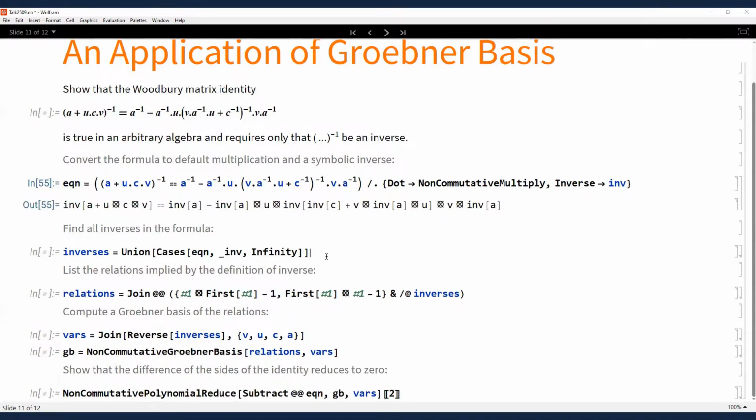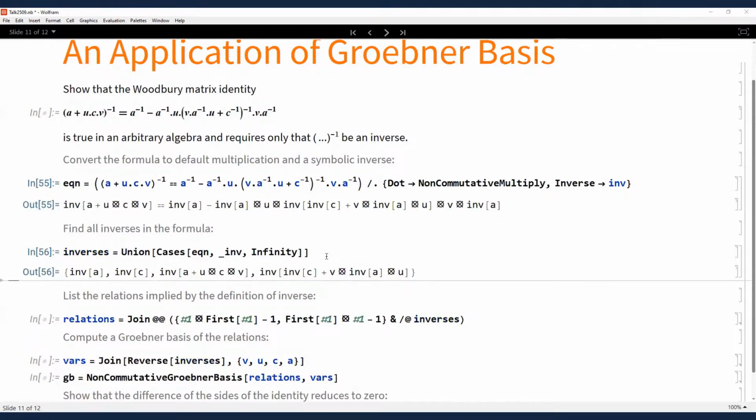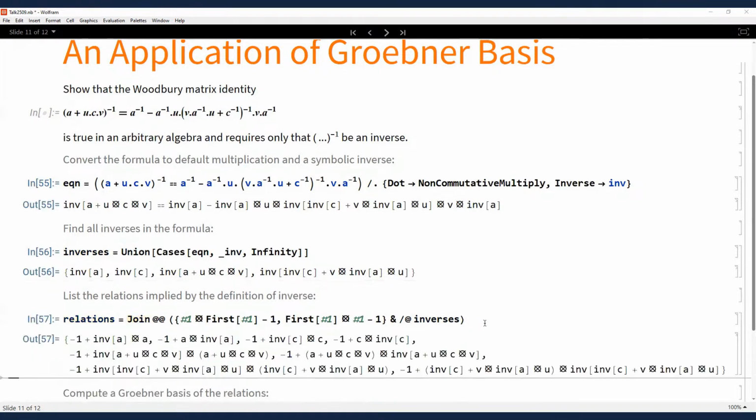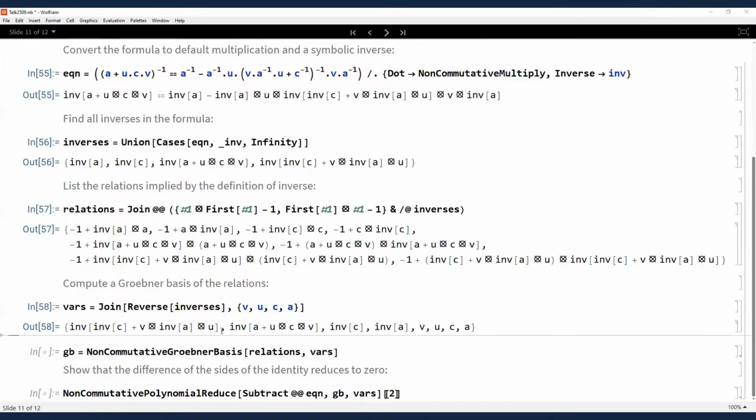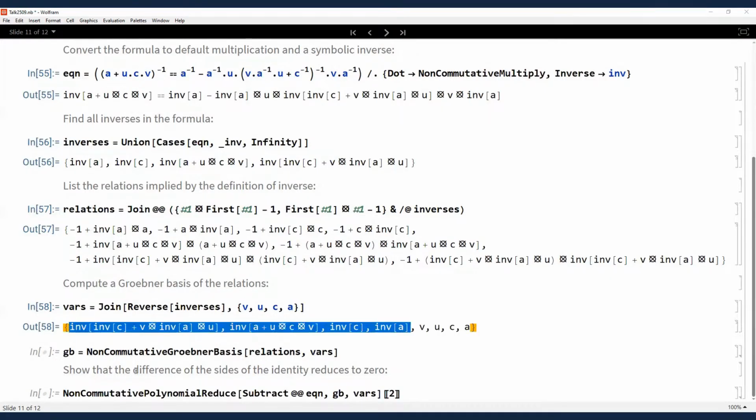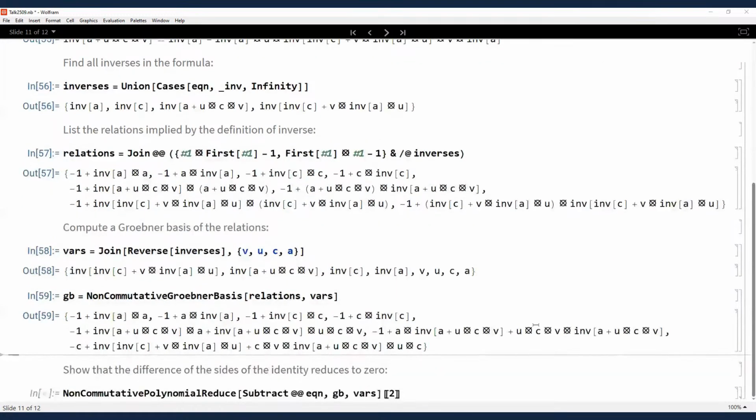Now find all the inverses that are present in this formula. Now add relations that need to be satisfied by all inverses. As you can see, it has to be a left inverse and a right inverse. These are two separate relations that we need to add. Now we compute a Gröbner basis of the relations with the inv variables made larger than the other variables, so we can eliminate them. And we compute the Gröbner basis.